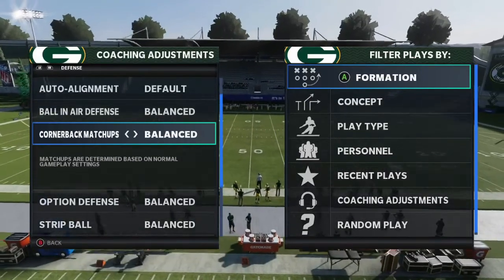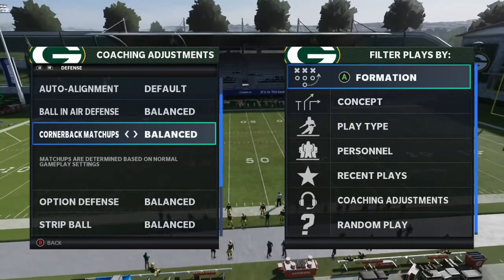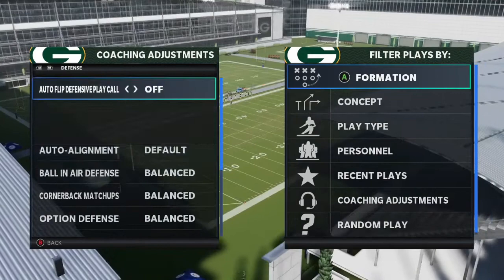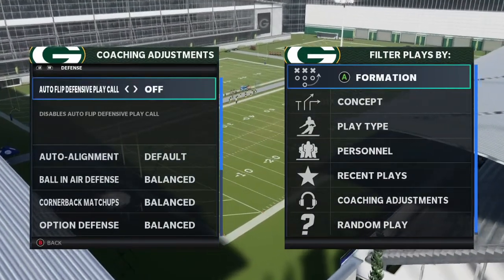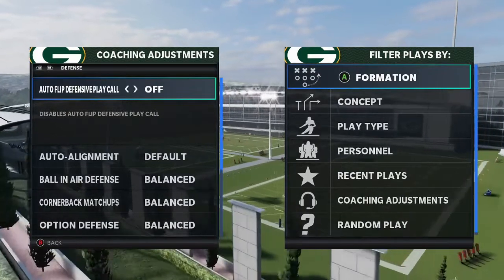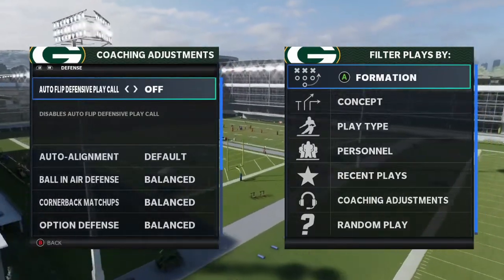All right, in this section, we're going to be going over zone drops and looking at these coaching adjustments, and teaching you guys how to maximize your zone drops. In coaching adjustments, we have something called auto flip defensive play call. Again, this is going to vary from formation to formation, so I would just leave this off for now.